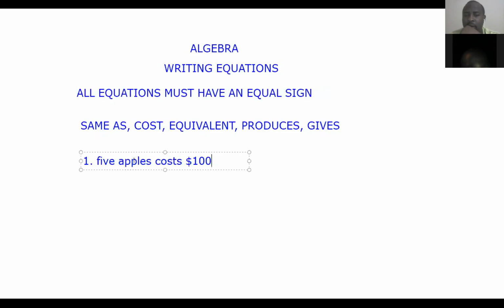Can you write the answer for this one for me? We said that all of these words up here, same as, cost, equivalent, produces, gives, mean the same thing as equal, all right? And we're looking at writing equations tonight. So remember last class we looked at writing expressions, but we're looking at writing equations tonight, all right? And we're saying, Dejan, that all equations must have an equal sign, all right? Okay, so here is your first statement. 5 apples cost $100. How would you write that down in mathematics terms?